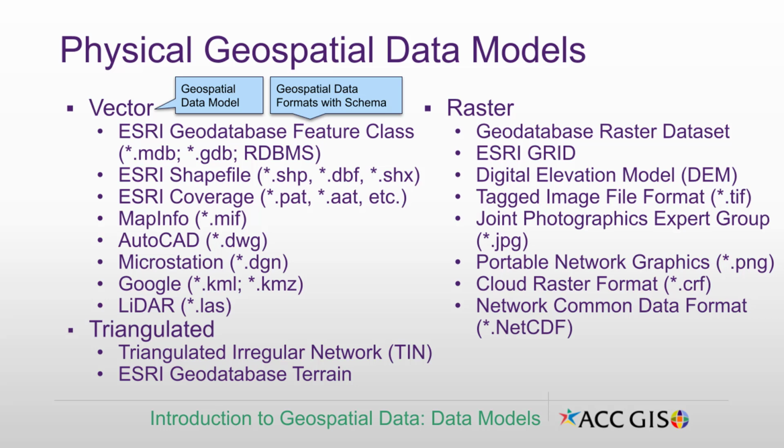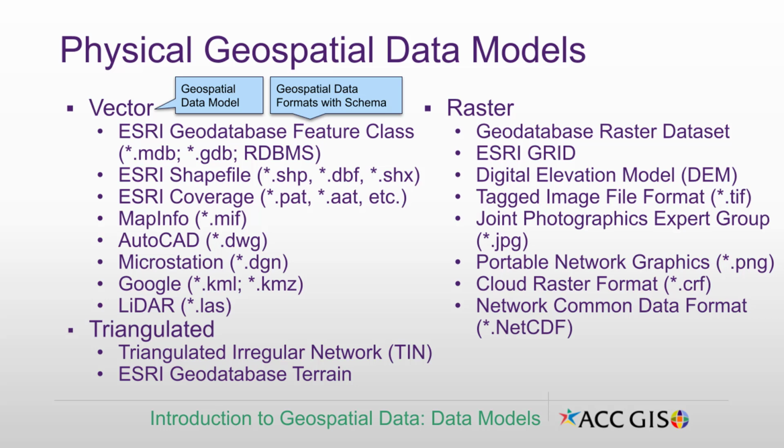Some raster physical data models include an ESRI grid, which is an older format, but still used very commonly because it's just arranging data in rows and columns. It's very easy to utilize. In a geodatabase, we can store a raster data set. A digital elevation model is a raster format that was developed by USGS to store elevation data. And then there are a whole host of raster formats that store image data, like a tagged image file format or .tiff or a JPEG or a PNG, which is a portable network graphic.